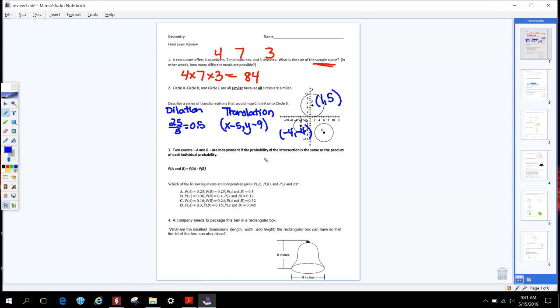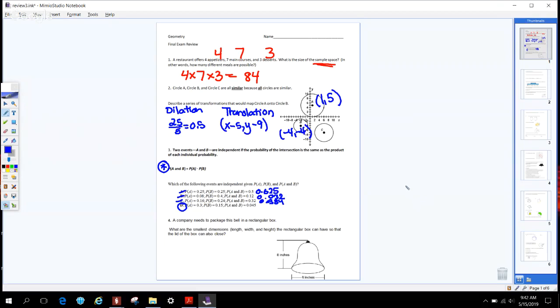The 2 events A and B are independent if the probability of the intersection is the same as the product. This is the formula that's on the formula sheet. So all you need to do is multiply these together. This would give you 0.625. That doesn't match. This would give you 0.032. That doesn't match. 0.16 times 0.24 gives 0.0384, which isn't correct. And when you multiply these 2 together, you'll get 0.045.